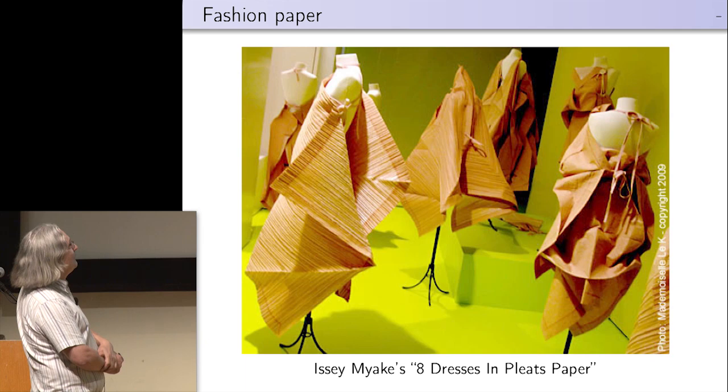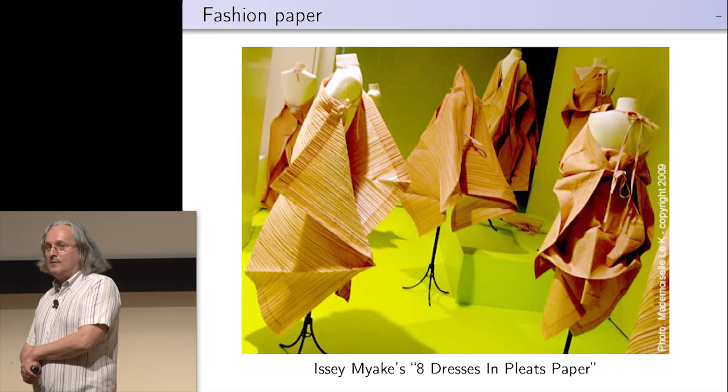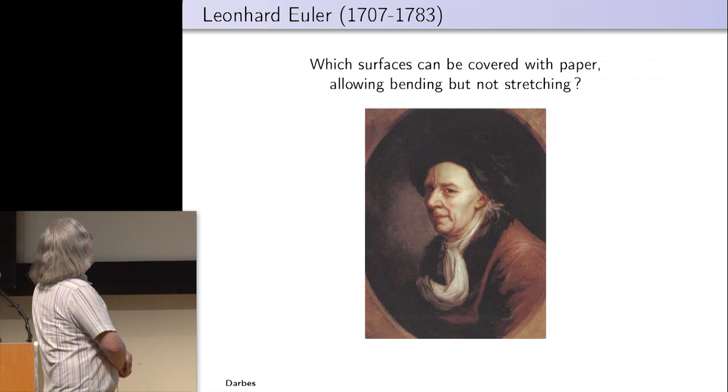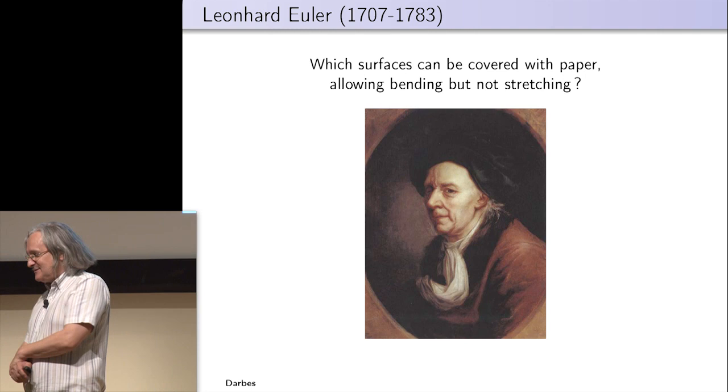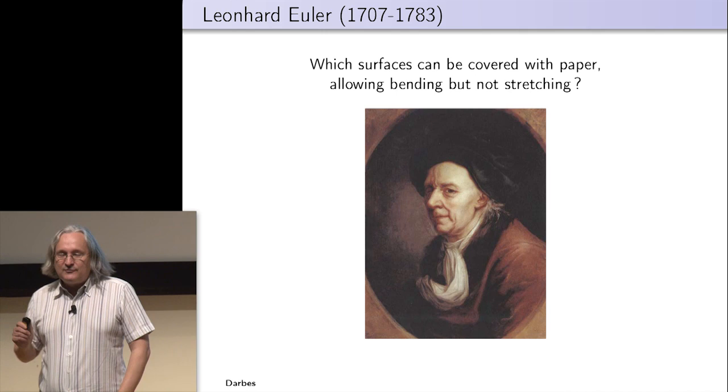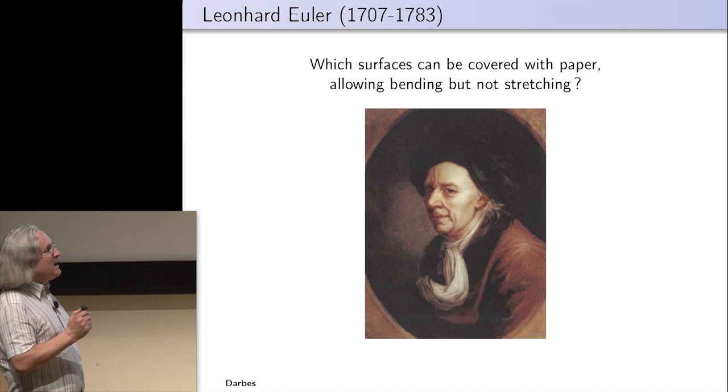OK, so how can we use paper to clothe people? Believe it or not, the first one who thought about that would be my fifth hero today, Euler. Euler was, of course, a very famous mathematician. I'm not sure he had any connection with clothing, but in 1770, he wrote a wonderful paper discussing the question of which surfaces can be covered with paper, allowing bending but not stretching.